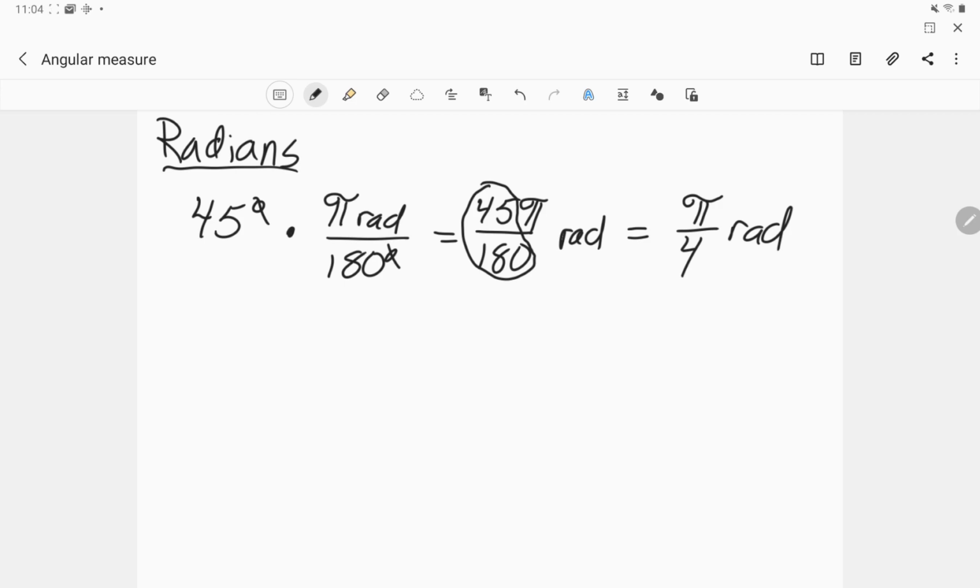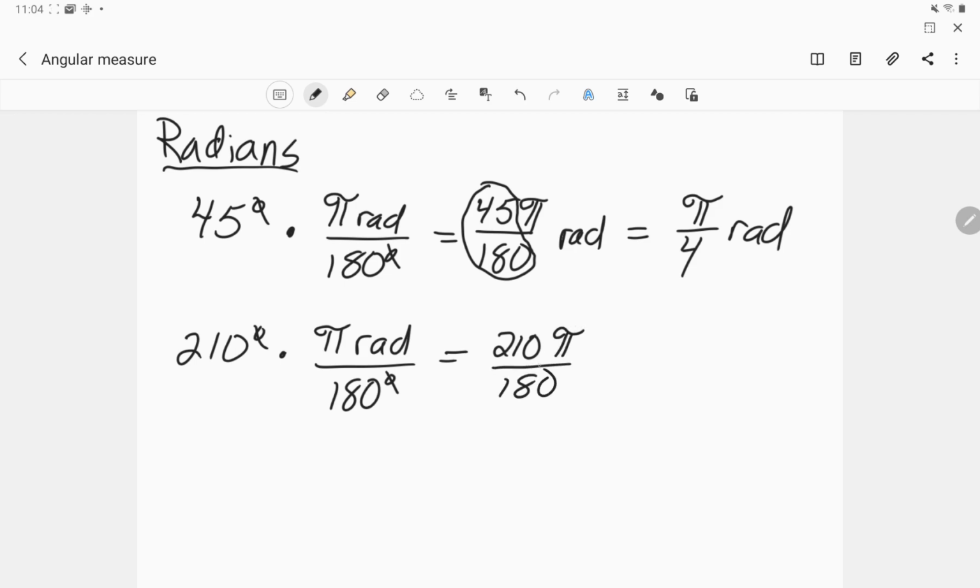And so same thing if we have 210 degrees and we want that in radians. We know that there are pi radians in 180 degrees. Your degrees will cancel and you have 210 pi over 180. Now what I do is I take that 210 over 180 and I reduce it. It turns into 7 over 6, but that pi is still there. So it's 7 pi over 6 radians.